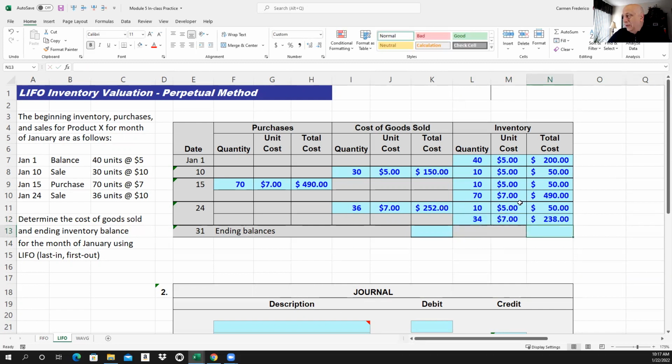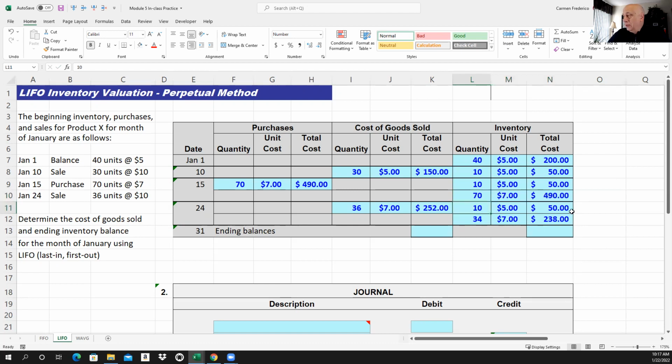So LIFO again is looking at, you start from the bottom and work your way up the layers, however many layers you have. Here we have 2 layers. So LIFO says the last ones in, or the most recent ones in, are the first ones out. You can call this one RIFO instead of LIFO. Okay. Most recent in, first out. Last in, first out. Okay.